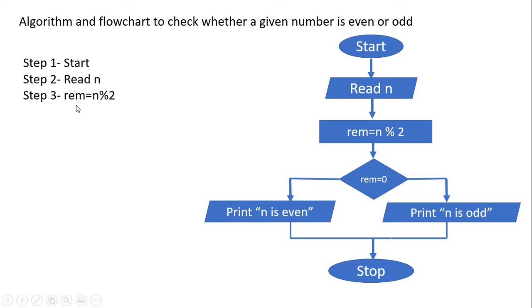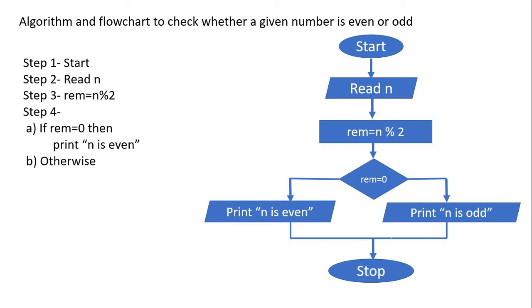If the remainder is 0, that means n is divisible by 2. So it has to print n is even. So we are checking the condition here. If remainder is equal to 0, then print n is even. If the remainder is not 0, that means n is not divisible by 2. So here we need to print n is odd. And the last step is stop.